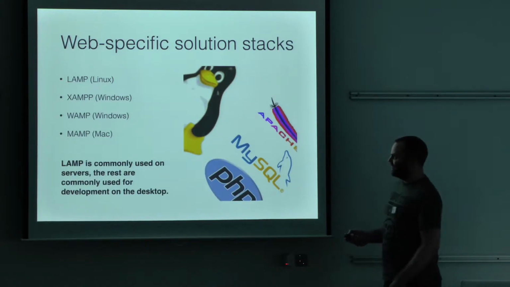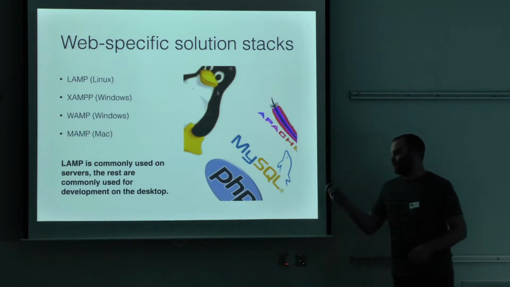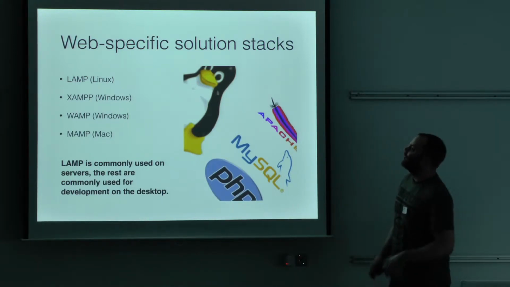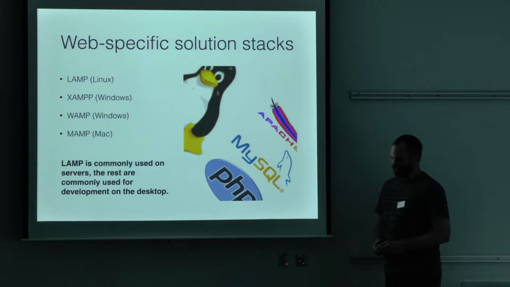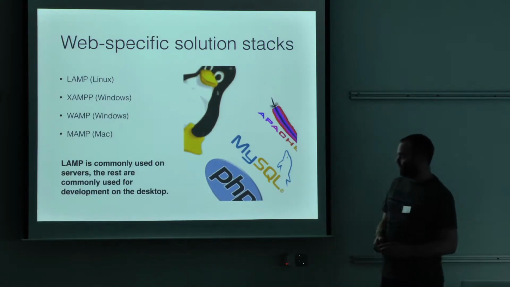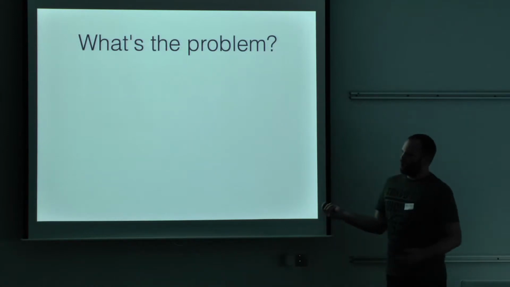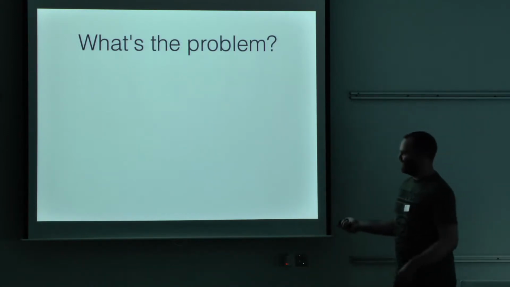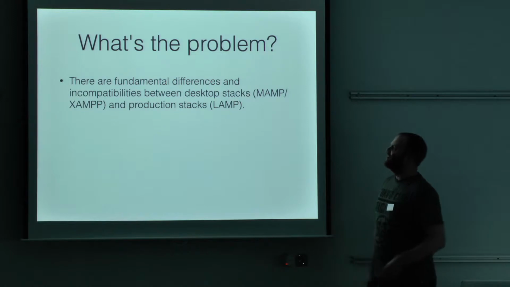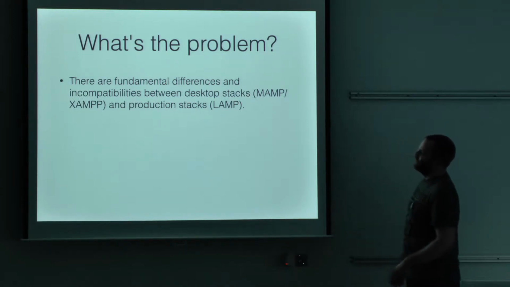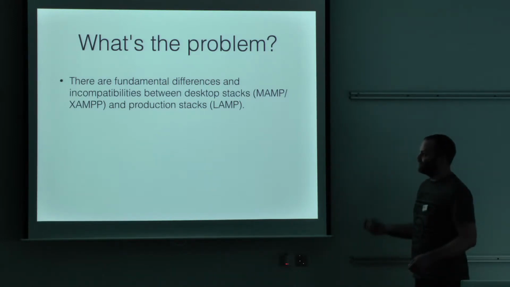The point of this talk is to explain why XAMPP, WAMP and MAMP can be replaced by a slightly better system, and you'll see some of the benefits as we go through this. So what's the current problem? What's the point of this talk, what am I actually trying to convey here? Well, there are fundamental differences and incompatibilities between the desktop stacks and the production stacks, okay?